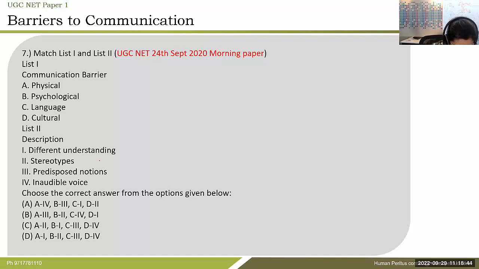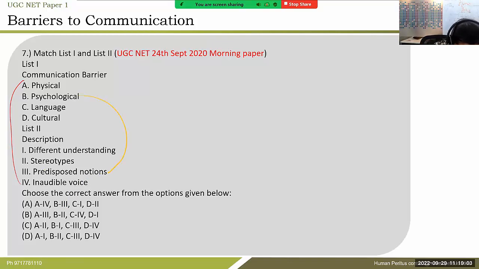Physical barrier is which one? Different understanding, stereotypes, predisposed notion, inaudible noise. Inaudible noise is one of the physical barriers. All right, next is psychological barrier. Psychological barrier is different understanding, predisposed notions, stereotypes. It is predisposed notions.